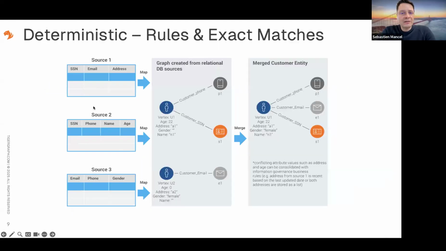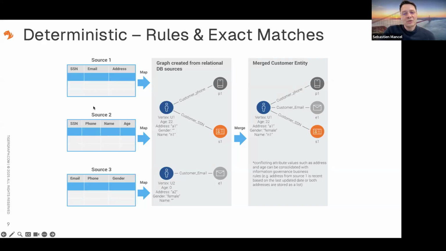All right, so let's go a level deeper to understand how each of these approaches work. Deterministic matching is the foundation of entity resolution. It relies on rules and exact matches between two fields. Here, we're looking at three different data sources. Source one has social security and email. Source two has social security and phone. And source three has email, phone, and gender. Each of these contains partial information about the same person. So the graph model connects these sources using common keys: social security, email, and phone. And it creates relationships between them.